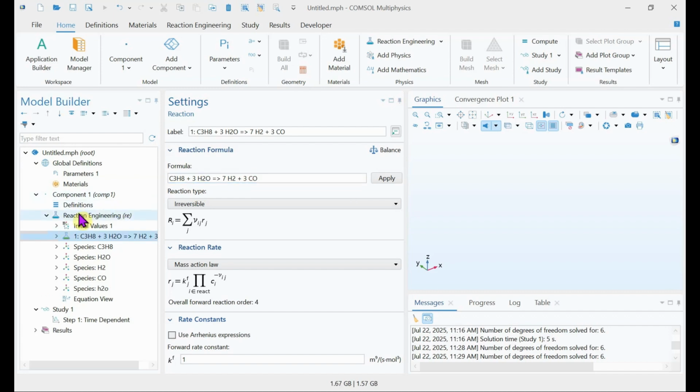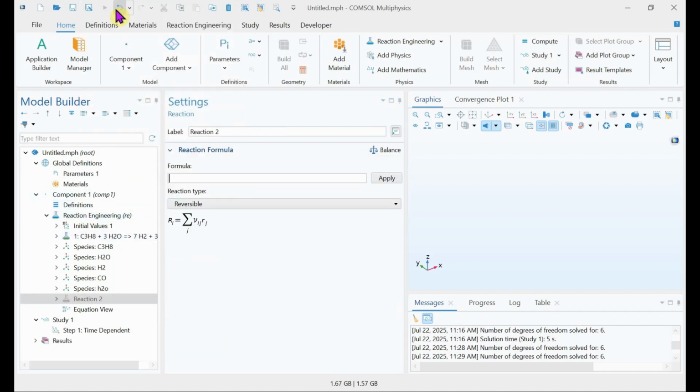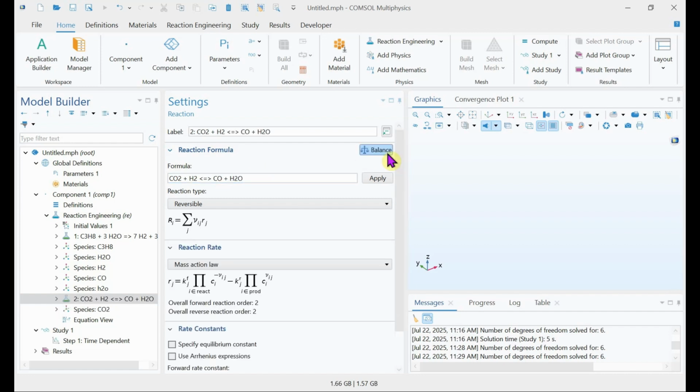And then I'm going to add the second reaction. The formula is carbon dioxide plus hydrogen, and this time this equation is reversible, so I'm going to use this sign: carbon monoxide plus water. Balance. Also I can click on apply.